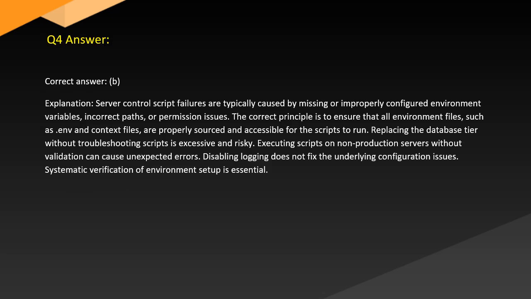Answer. Correct answer, B. Explanation. Server control script failures are typically caused by missing or improperly configured environment variables, incorrect paths, or permission issues. The correct principle is to ensure that all environment files, such as env and context files, are properly sourced and accessible for the scripts to run. Replacing the database tier without troubleshooting scripts is excessive and risky. Executing scripts on non-production servers without validation can cause unexpected errors. Disabling logging does not fix the underlying configuration issues. Systematic verification of environment setup is essential.